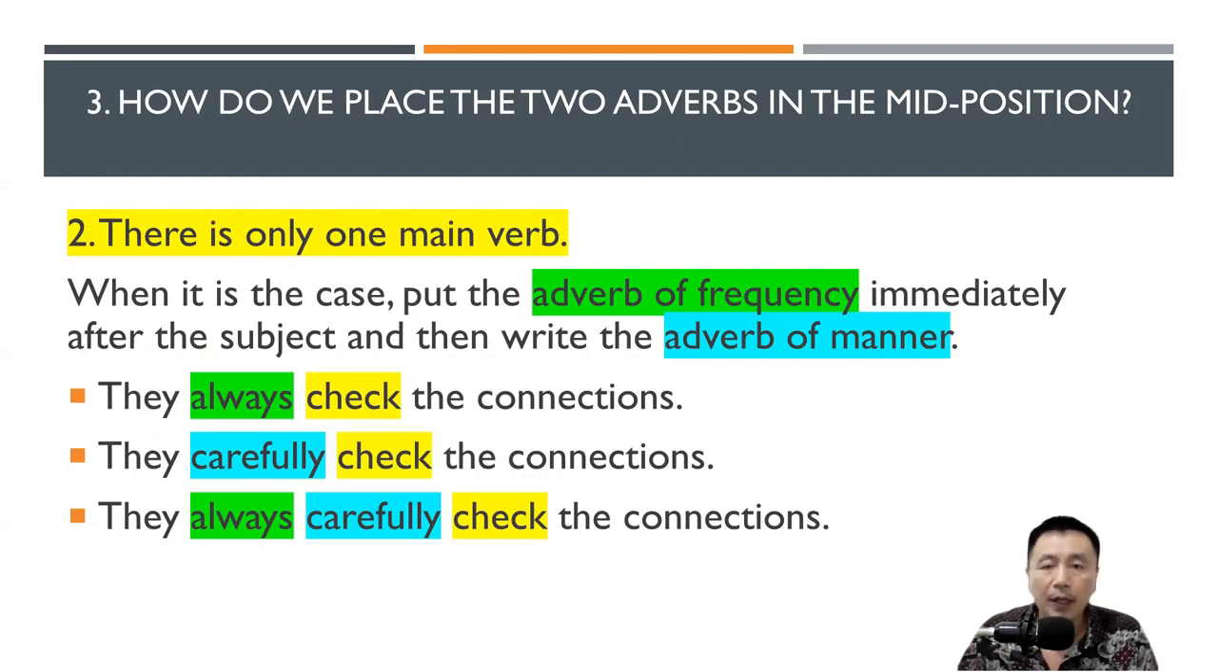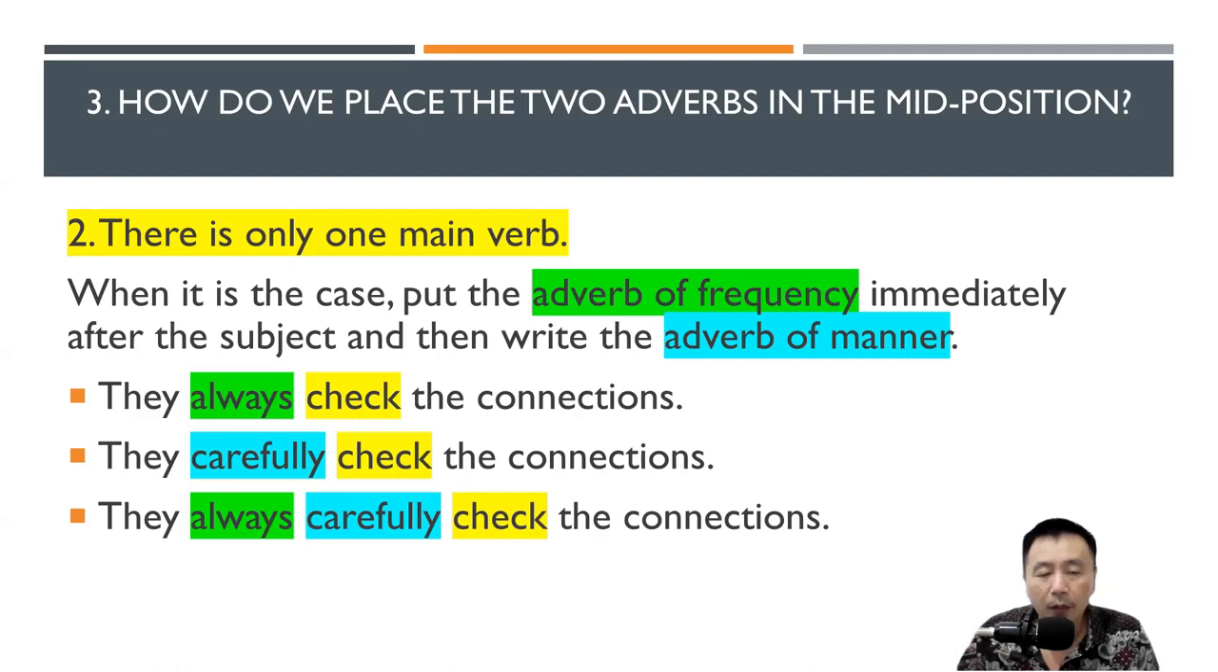Likewise, if we have an adverb of manner, we put both of them in the middle. We put them exactly in the same place. But then, if we have always and carefully, and we want to put both of them in the middle, then you have to start first with always and then carefully.